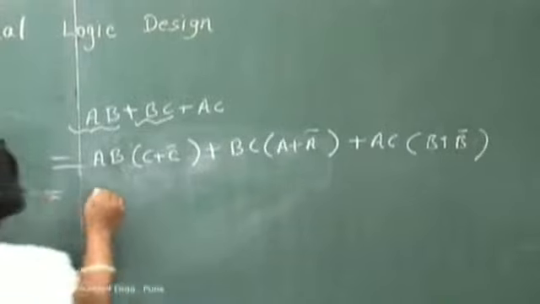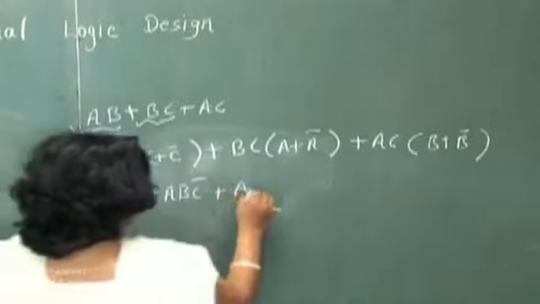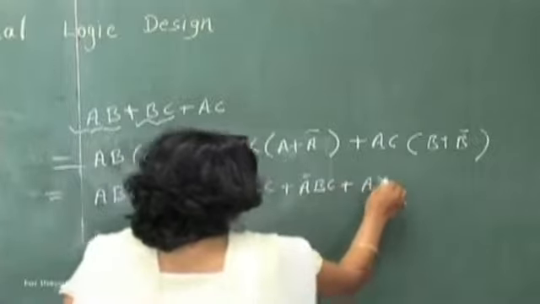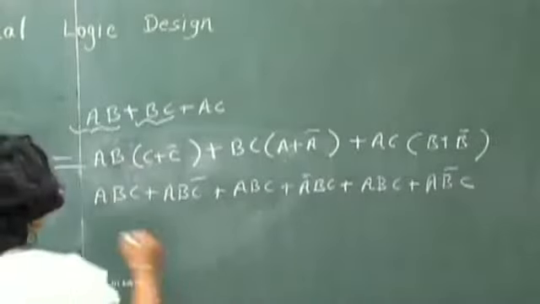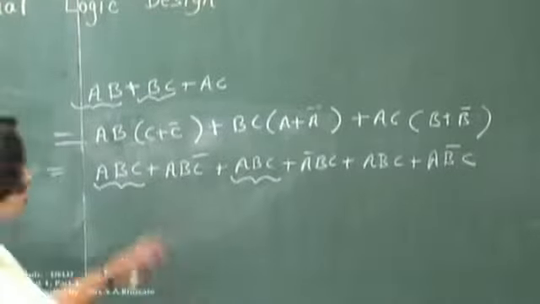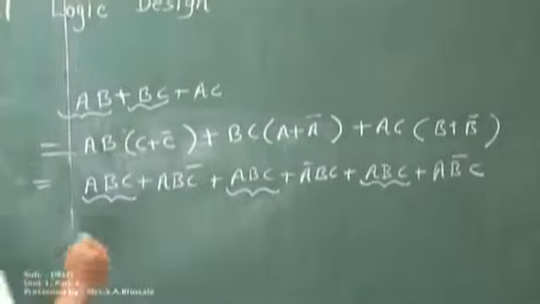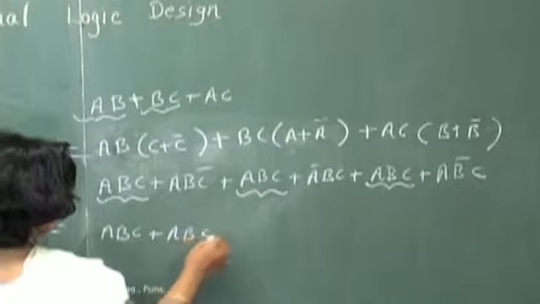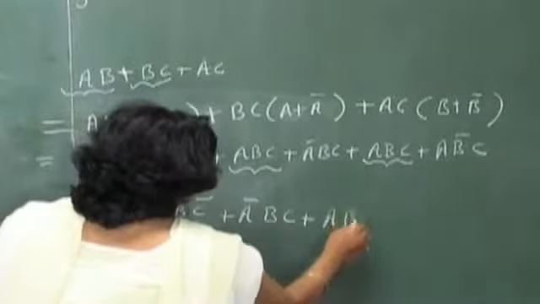Now let us expand the equation. It becomes ABC plus ABC bar plus ABC again plus A bar BC plus ABC and plus AB bar C. Here ABC plus ABC is again ABC, so these three terms are equivalent to one single ABC. So the result is ABC plus ABC bar plus A bar BC plus AB bar C.